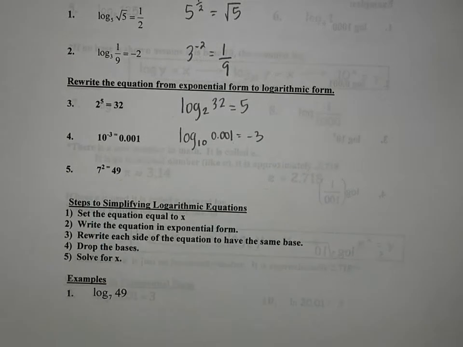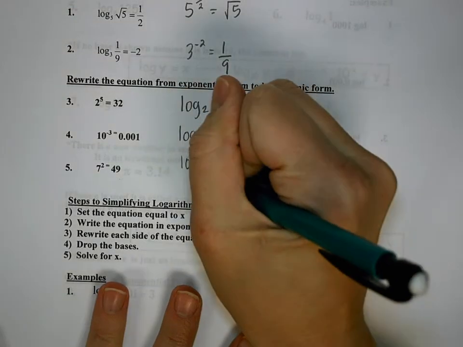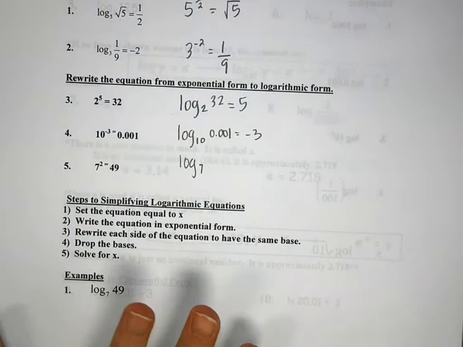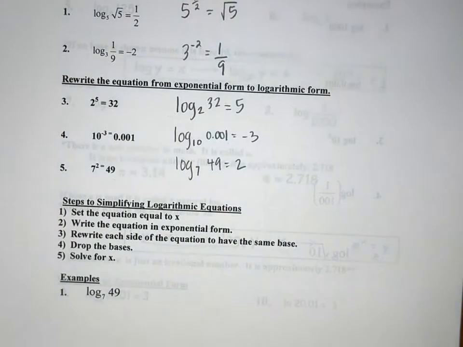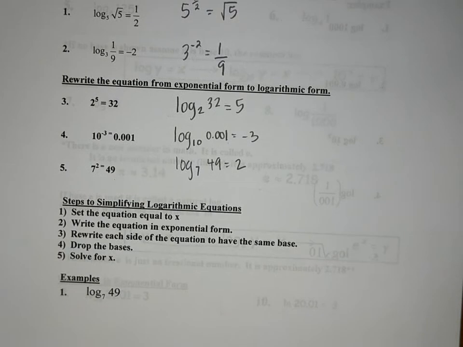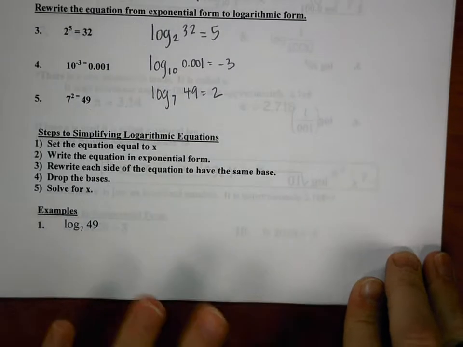Okay, all right, number 5. Which group haven't I picked on? Okay, Chesley, can you tell me how to do 5? Log base 7. Yeah, and 49. Perfect. Okay, any questions so far on that? No. Okay, so now we're going to learn how to solve log equations.